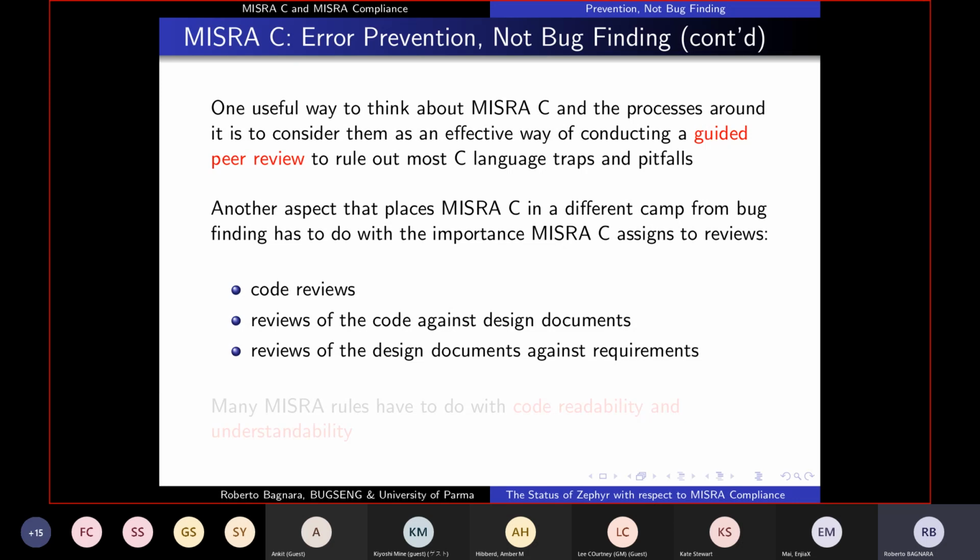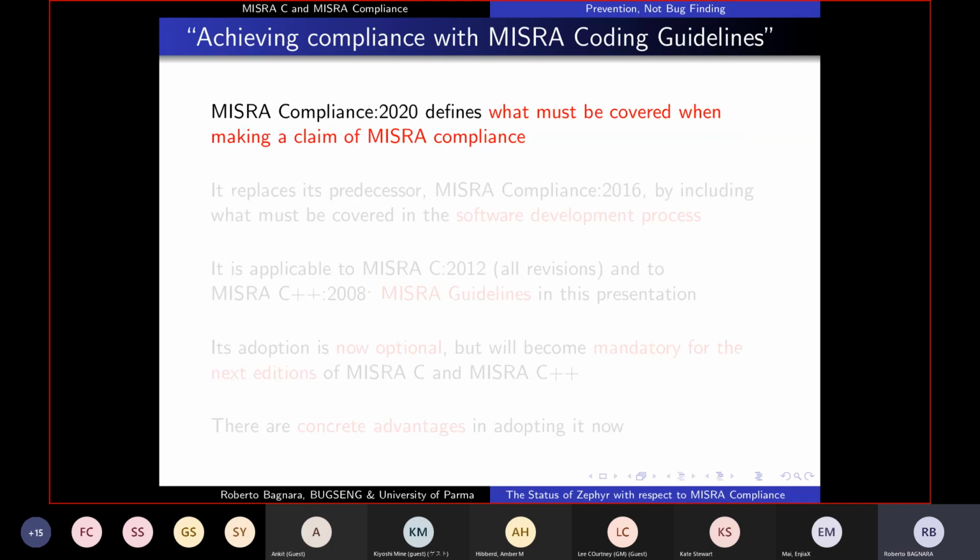Another aspect that differentiates the MISRA C attitude from the bug finding attitude is the importance that MISRA C assigns to reviews: code reviews, reviews of the code against design documents, reviews of the design documents against requirements. In fact, many MISRA rules and guidelines have to do with code readability and understandability.